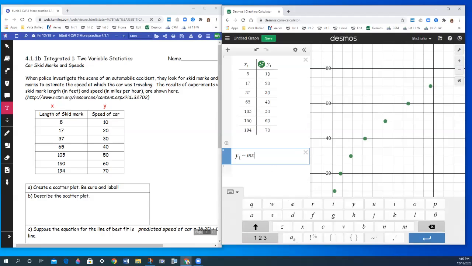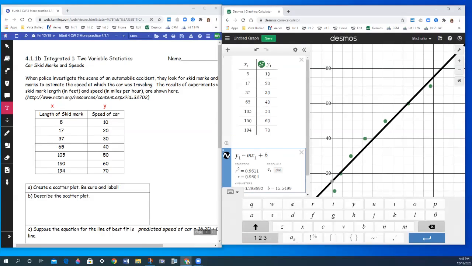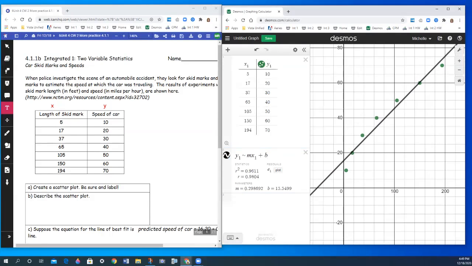I'm going to do MX1 plus B. And the plus B, got to add the plus B in. Okay. And so now you see the line. You see the points don't go exactly through, the line may not go exactly through all the points. It may go through none of the points. Okay, it doesn't have to go through all the points. It's the line that best follows the data.